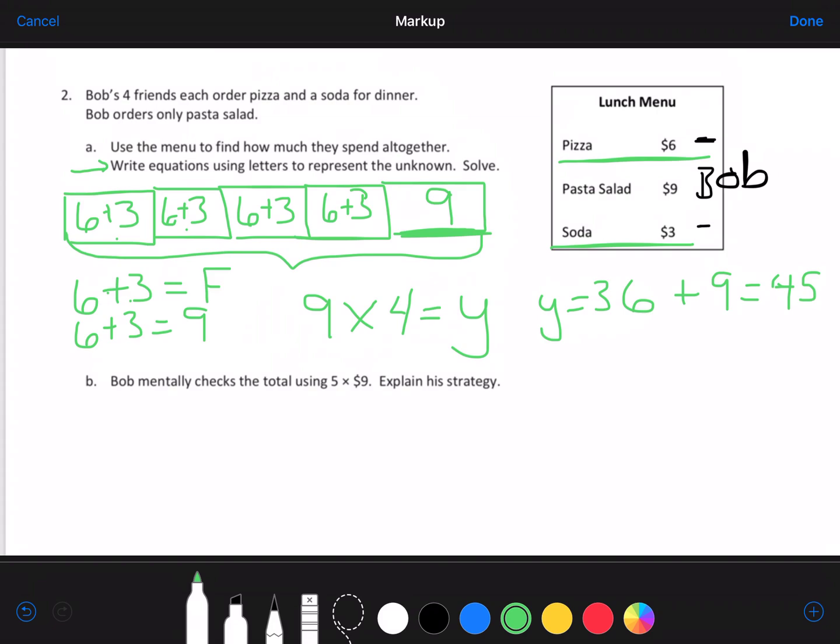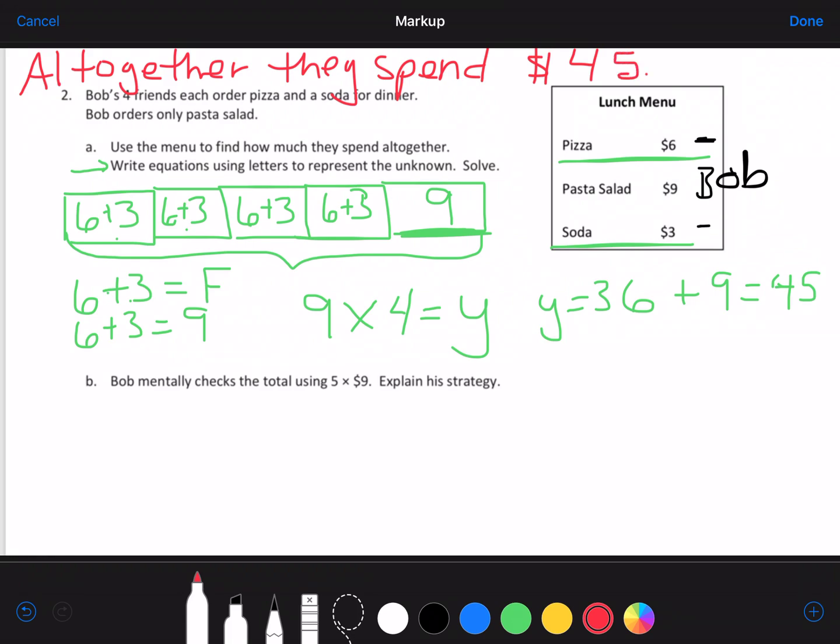It says, use the menu to find out how much they spend all together. Word problem, word answer. I'm going to try this again. All together, they spend, and then dollar sign first, $45, right? We could write for dinner or on dinner or something like that, yeah? There are lots of other ways to do this. So if you tried a different way, as long as you come up with the $45 and you use letters to represent your unknown, you should be good.